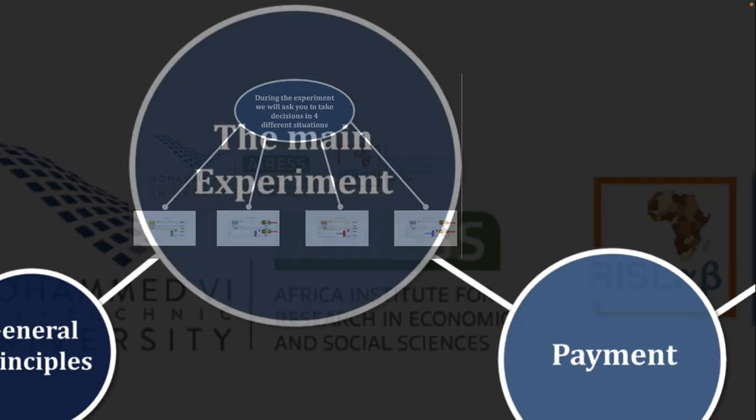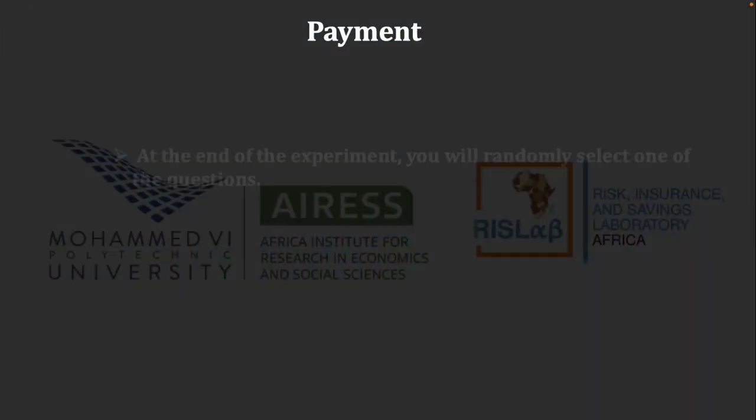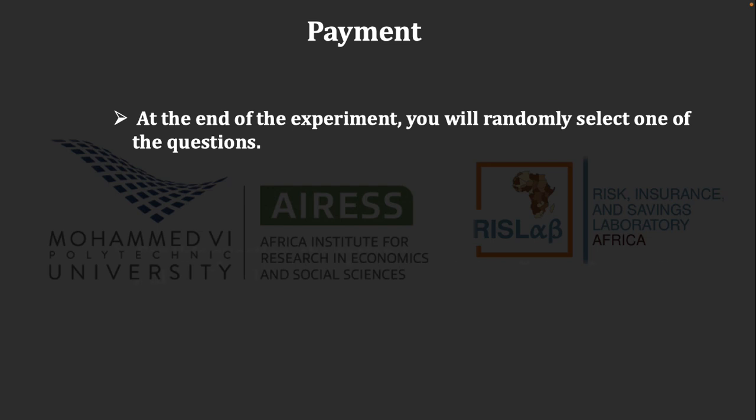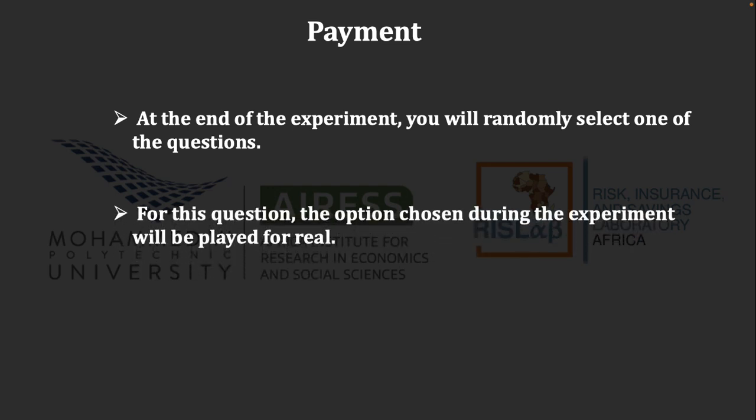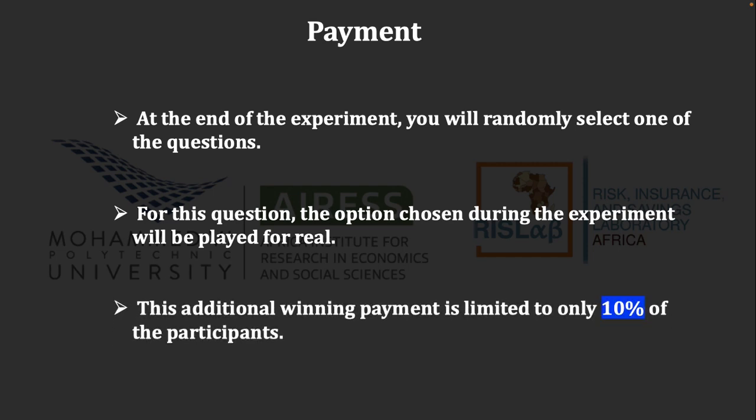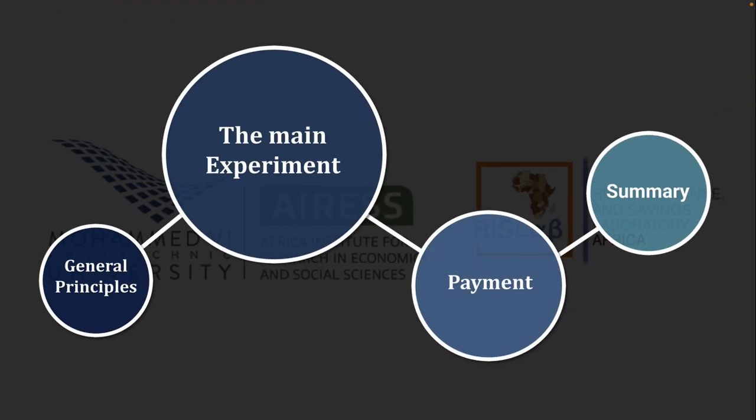Payment. At the end of the experiment, you will randomly select one of the questions. For this question, the option chosen during the experiment will be played for real. This additional winning payment is limited to only 10% of the participants.